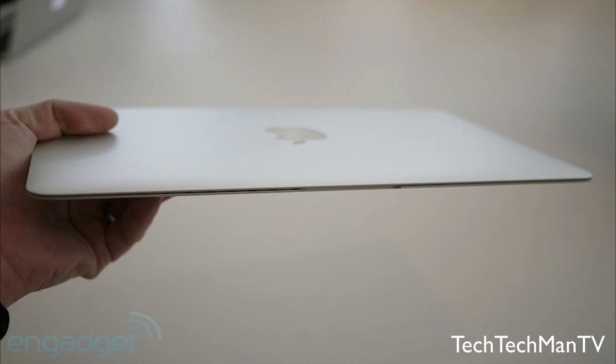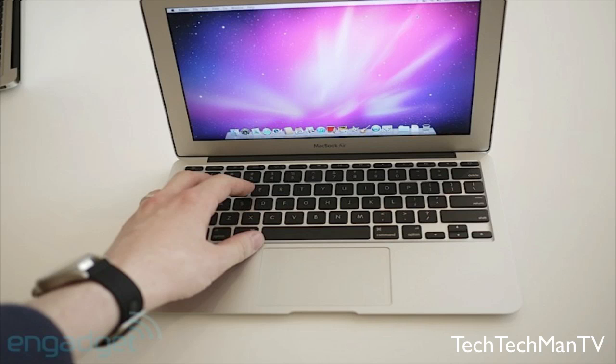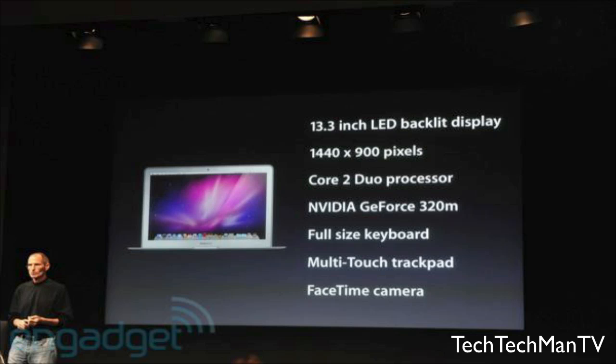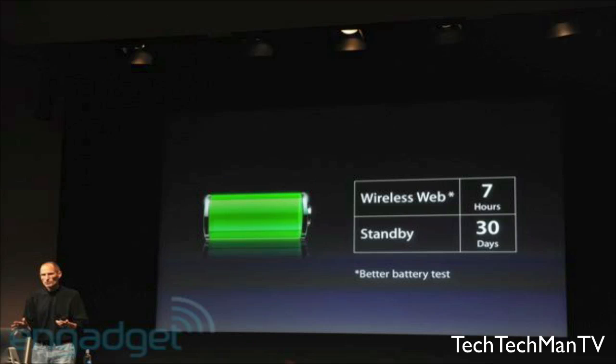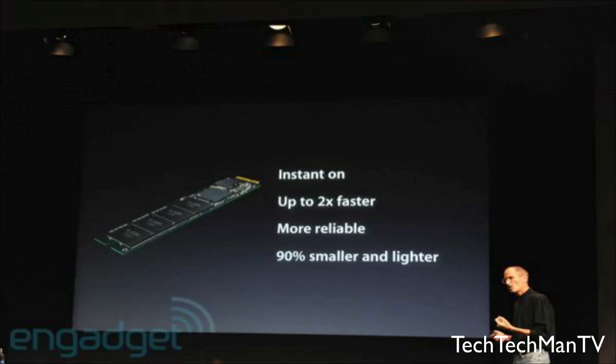There's two models, a larger 13.3-inch MacBook Air that starts at $1299 for a 128GB model and $1599 for a 256GB model. This new MacBook Air has a 1.86 GHz processor or a 2.13 GHz processor, and this is an Intel Core 2 Duo processor. It also includes 2GB of RAM and has an improved 7-hour battery life.